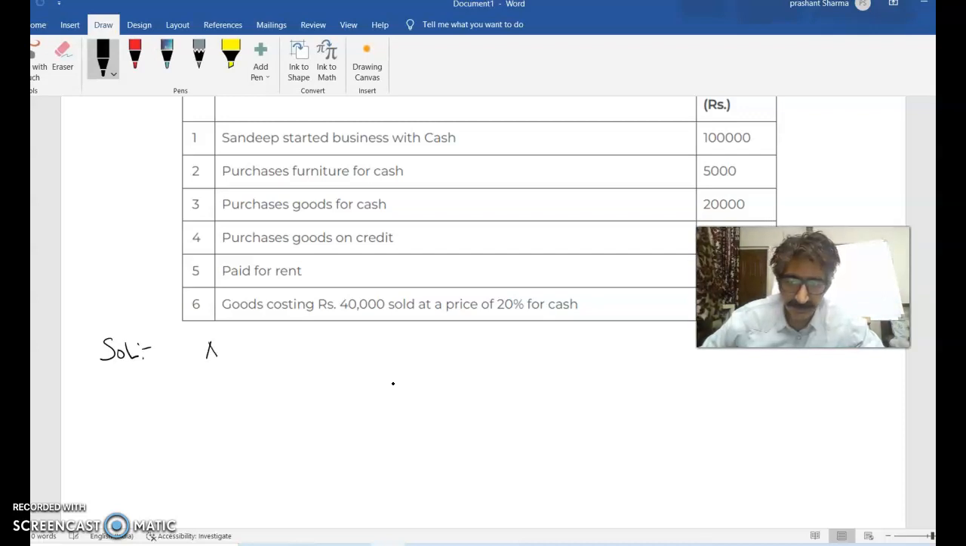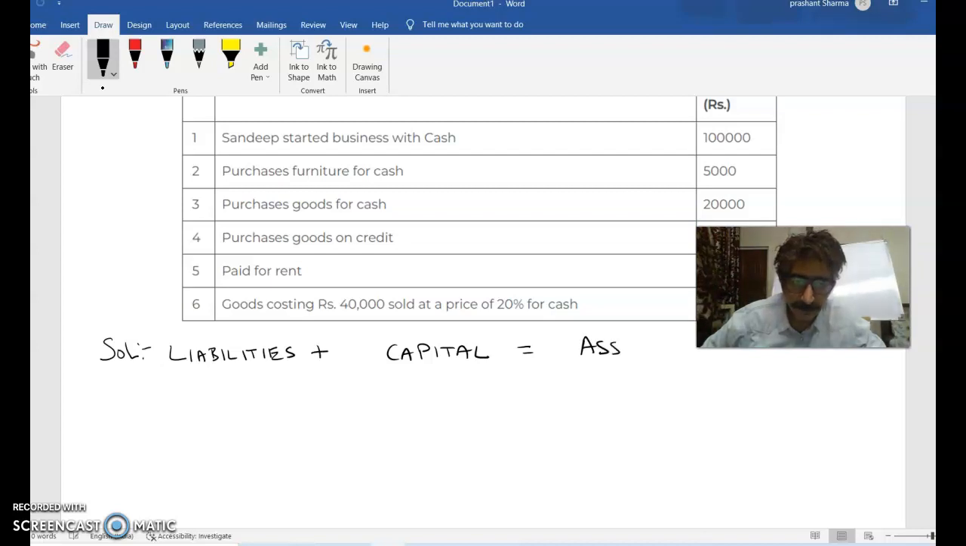Accounting equation is basically liabilities plus capital is equal to the assets. The meaning of these three terms I've already explained in my first video.